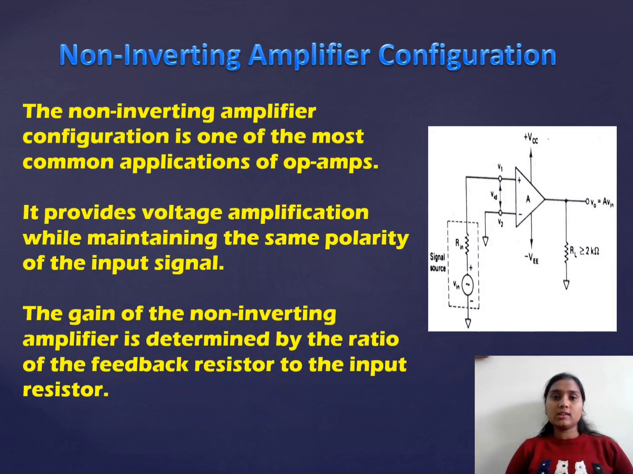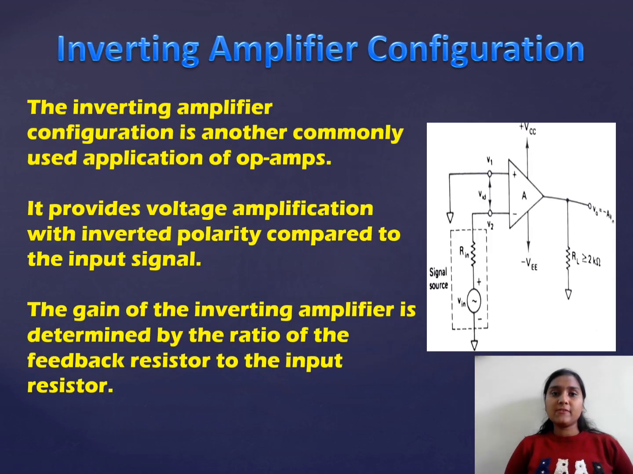Next one is non-inverting amplifier configuration. The non-inverting amplifier configuration is one of the most common applications of op-amps. It provides voltage amplification while maintaining the same polarity as the input signal. The gain of the non-inverting amplifier is determined by the ratio of the feedback resistor to the input resistor.